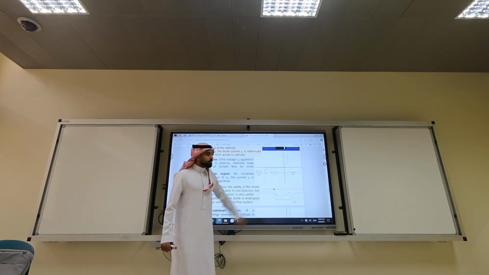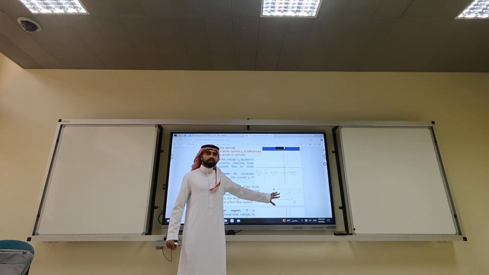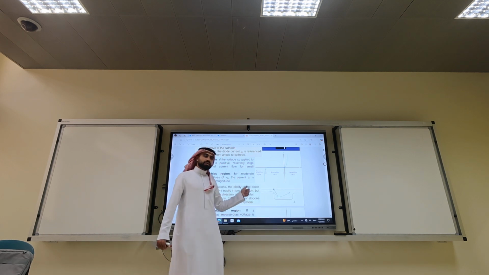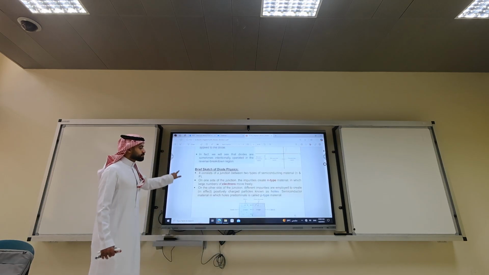And what did we say about the diode? It's similar to a one-way valve. A one-way valve. It allows the flow of electrons in one direction, but it blocks it from flowing in the other direction. Okay?